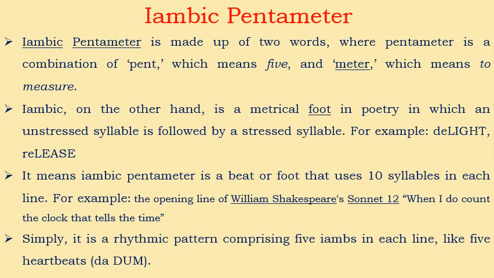Before going to the major types of sonnets, it is necessary to know what iambic pentameter is. Iambic pentameter is made up of two words. Pentameter is a combination of pent, which means 5, and meter, which means measurement. It's a unit. So iambic pentameter has 5 feet on the whole.